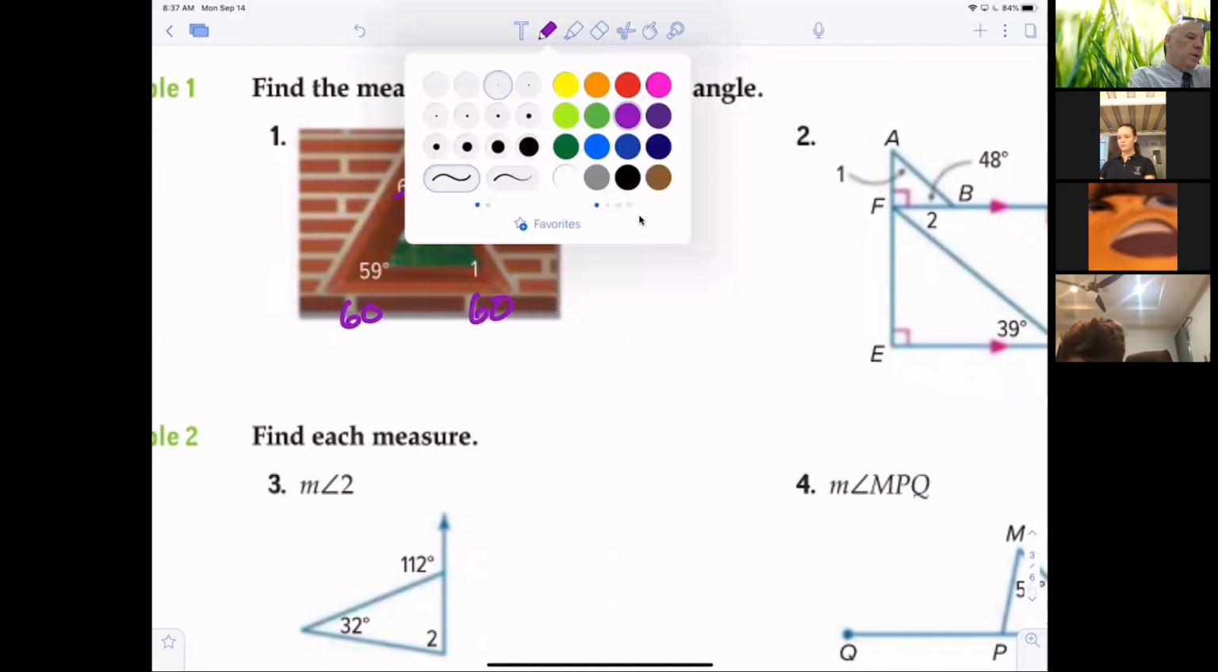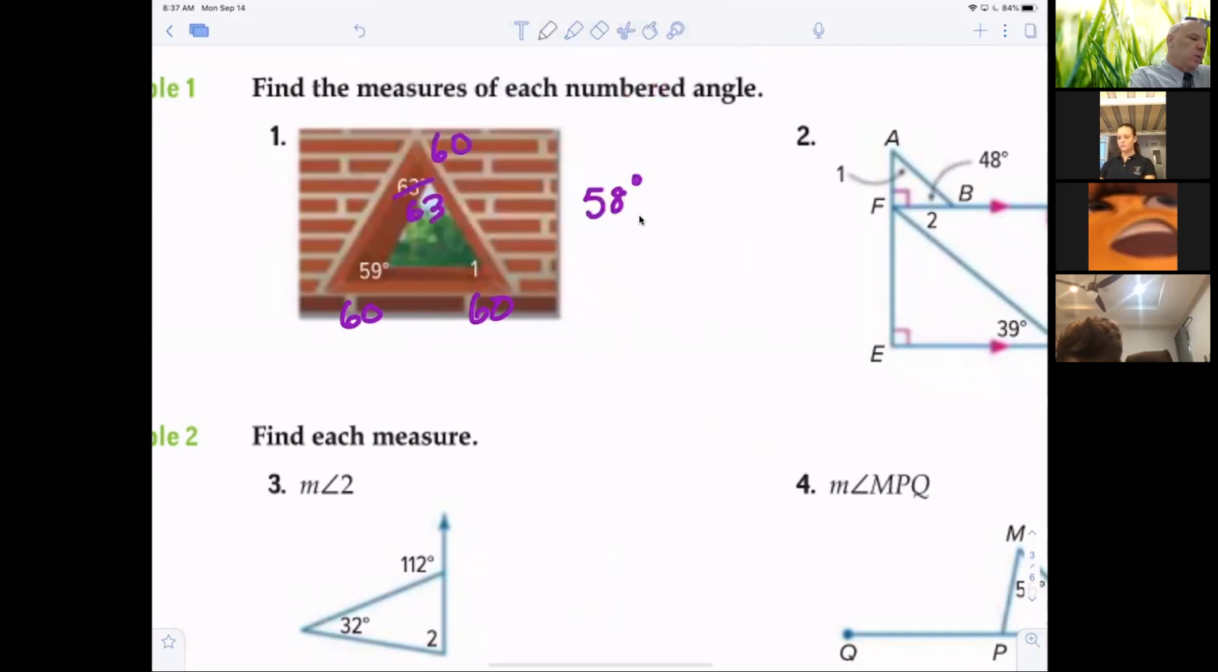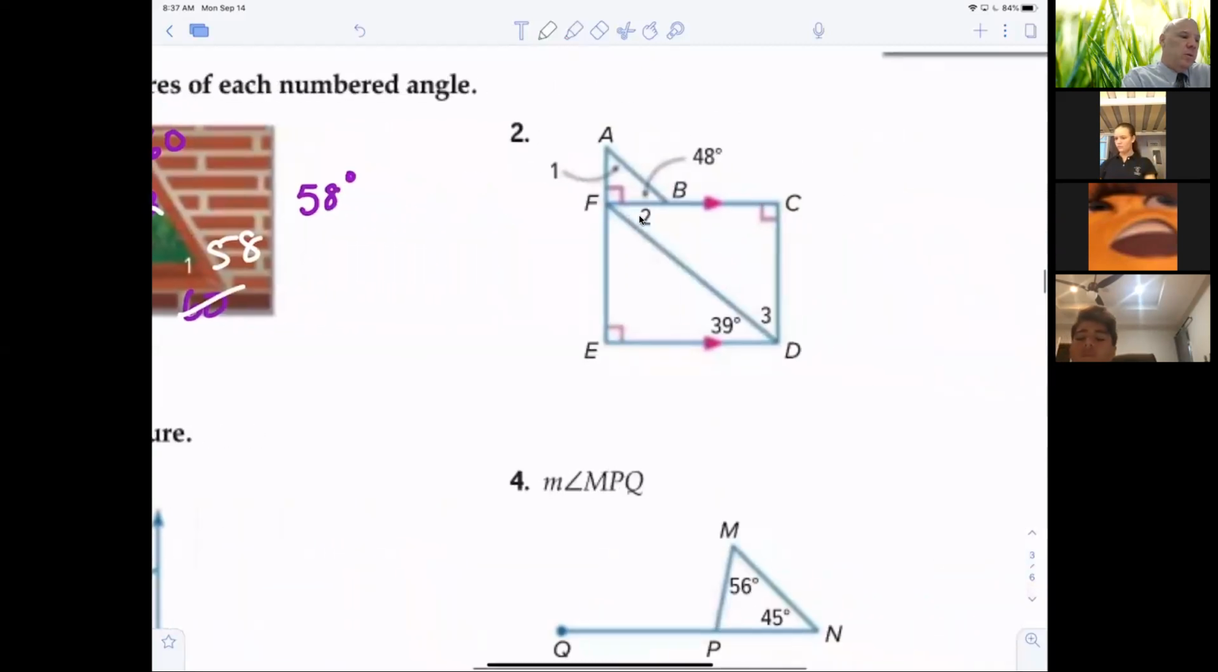Hold on, let me get this better. So this becomes 62, right? Now that's 60. So then I'm 2 over, so that had to be what? 58. Is everybody seeing that? All right, I'm just trying to show you how you can do them quick. All right. So now let's look at question number 2.